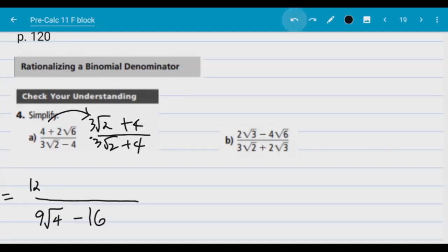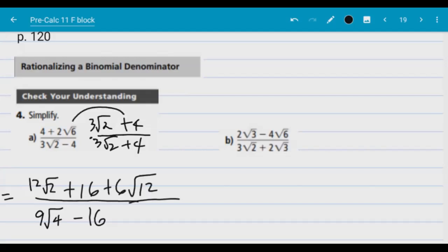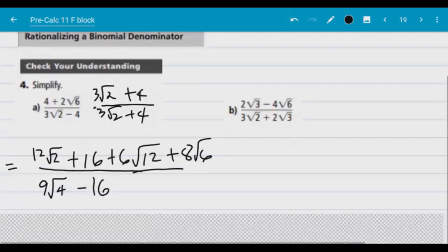All right. Next one. Oops, sorry. 12 root of 2. So 12 root of 2 for that one. While the next one would be this, as you do FOIL, the outside. So this and this. That would be plus 16, while the inside would be these two. That would be 6 root of 12, while the last terms, which are these two, would be plus 8 root of 6. And then let us simplify.